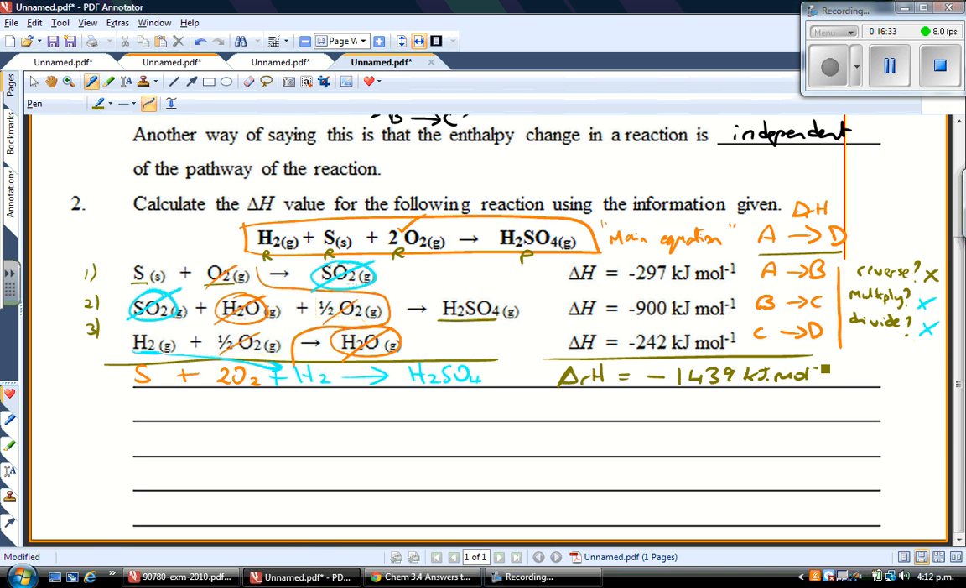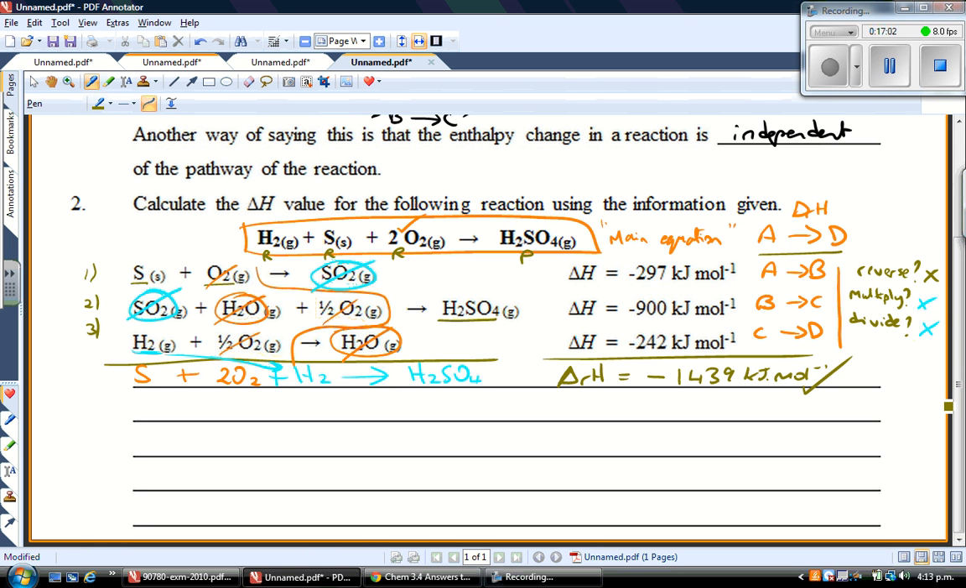And if you look back at the main equation, well, we can't infer whether it was combustion or formation, etc., but this is the value for the main equation, and that's the correct answer. Over talking the situation. All right, so that's a simple example of Hess's law. We didn't have to reverse any equations, we didn't have to multiply anything, and we didn't have to divide anything.